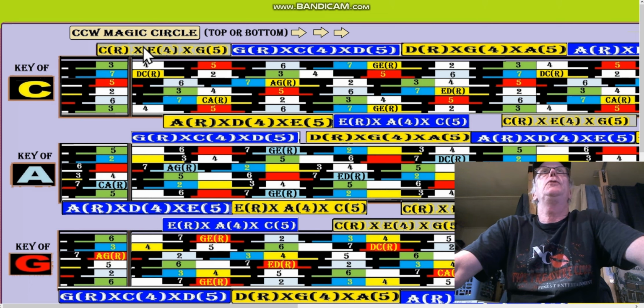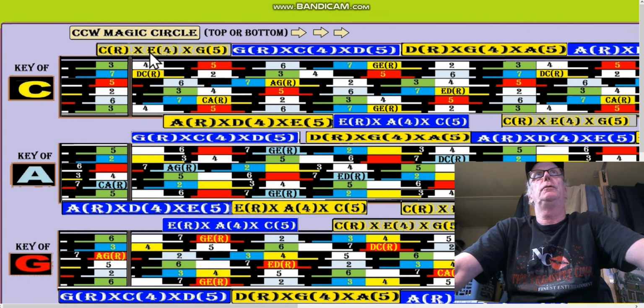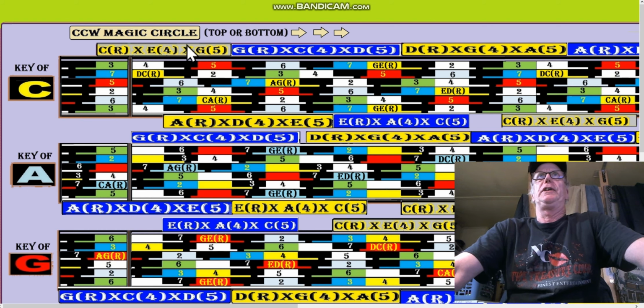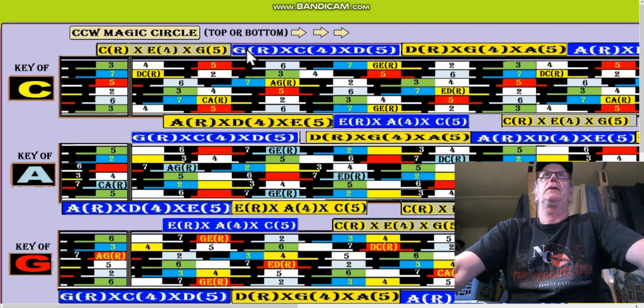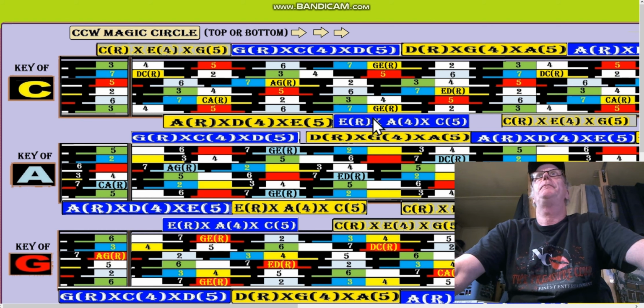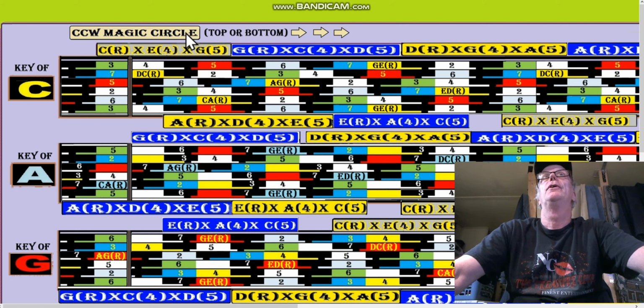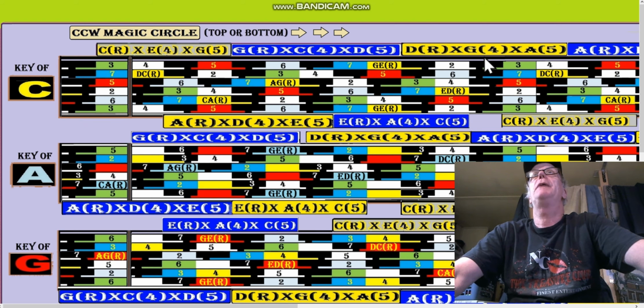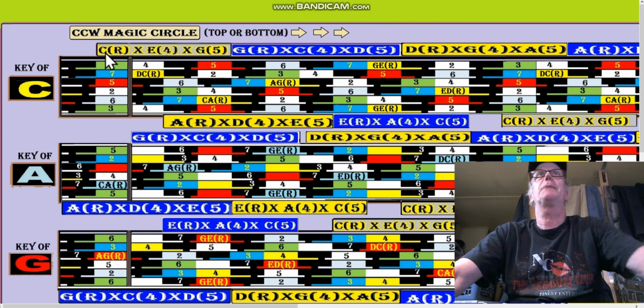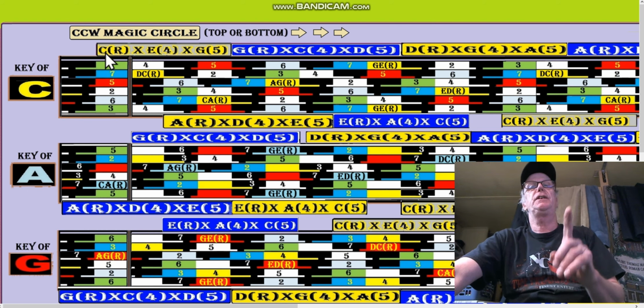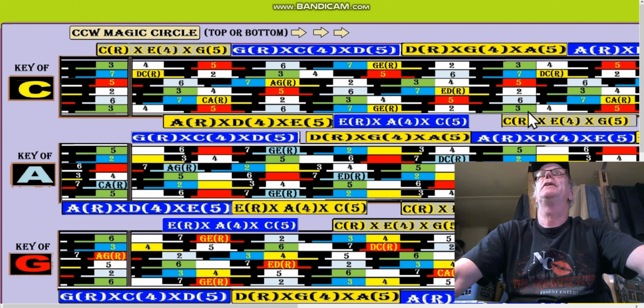But I noticed that if you just go the top part here, C to G, G to D, D to A, I noticed that is the magic circle backwards. Why? Because the magic circle goes in fourths, so D goes to G, G goes to C, except for one thing in the magic circle: C goes to E. So here it is, down on the bottom. It says top or bottom, counterclockwise magic circle. C goes to E, then it goes back to fourths.